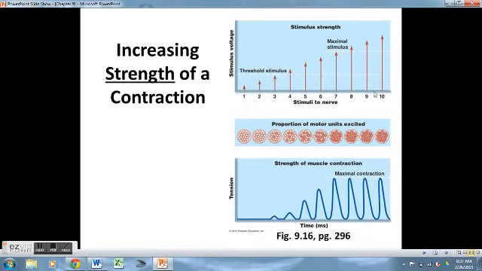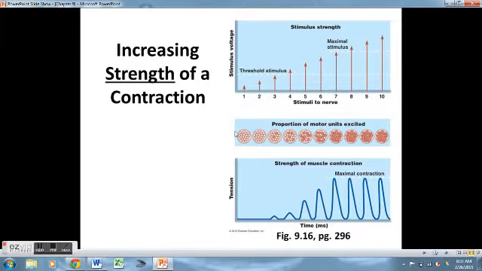In the first one, notice that we're giving 10 different stimuli, and they get bigger as we go. Stimulus 1 is a little tiny baby stimulus, and stimulus number 10 is a smack-you-in-your-face stimulus. Now, this first white dotted line represents the threshold stimulus. We have to reach a minimal level of stimulation by the nerve in order to tell the muscle to contract. If we're below that line, nothing's going to happen. But we also have a maximal stimulus where the muscle is not capable of responding anymore to that stimulus because it's doing everything that it can.